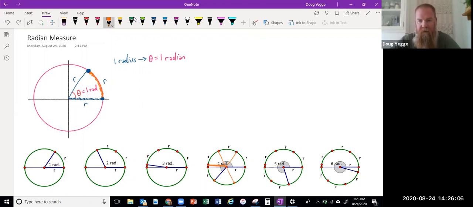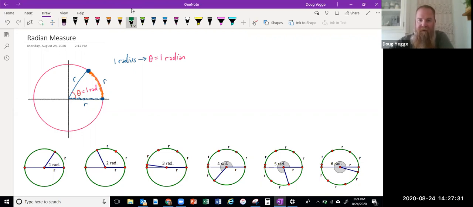As you can see in the next diagram, 5 radians. 6 radians will now take us all the way around to almost a full rotation, but not quite. So basically what we're seeing here is that there is approximately 6 and a little bit radians in a full rotation. So we can actually find how many radians there are in a full rotation just by thinking about this in terms of the circumference. But one way to think about this is in terms of a proportion.